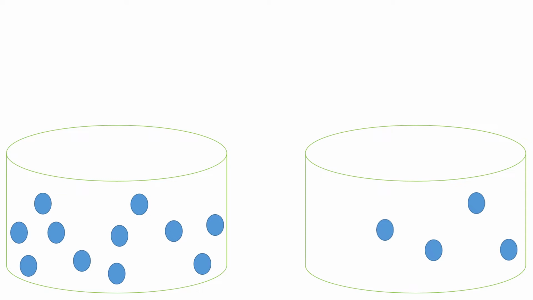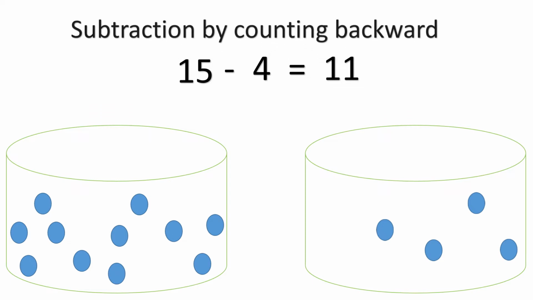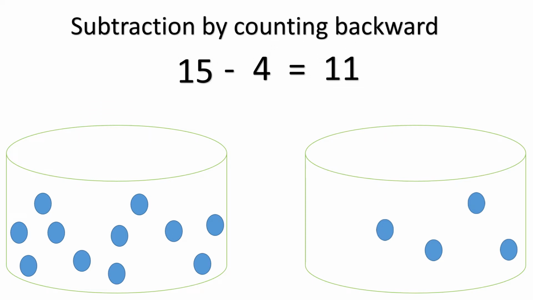Before 15, 14, 13, 12, 11. Now count the beads in the first bowl and see if there are 11 beads left. Yes, there are 11 beads in the bowl. So we can say 15 minus 4 is equal to 11. So we did the subtraction by counting backwards.